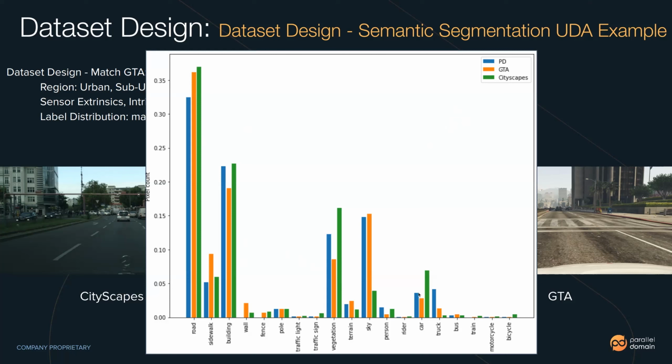This can be quite hard to match, especially if you think about placing an agent at a certain position in 3D space and then projecting it through your intrinsics. The number of pixels that actually end up in your camera space varies quite a lot. So matching these pixel-level class distributions is quite a hard thing.